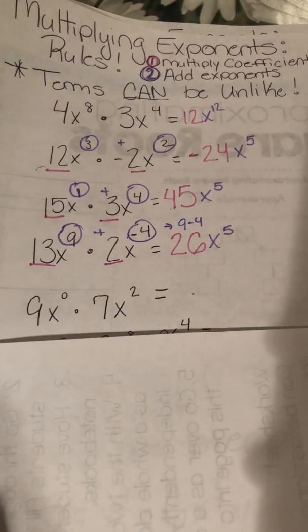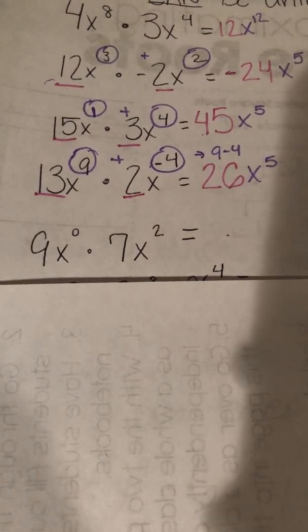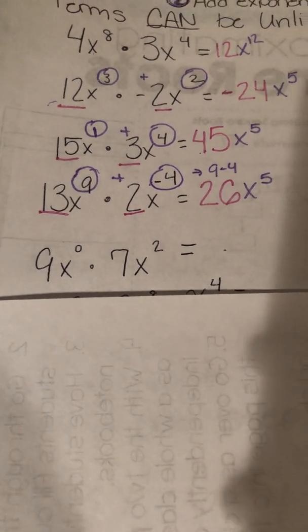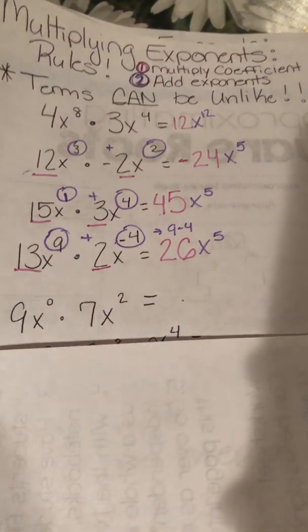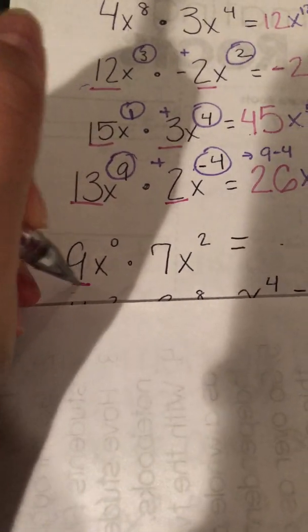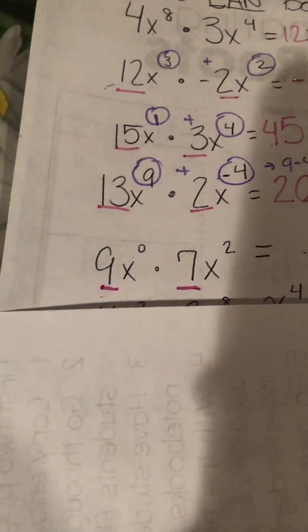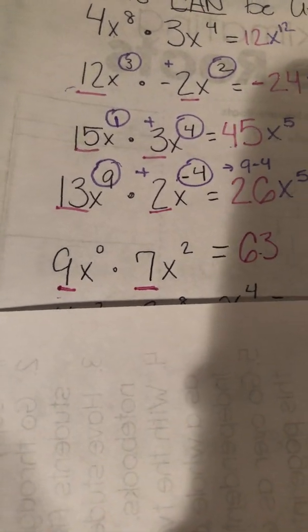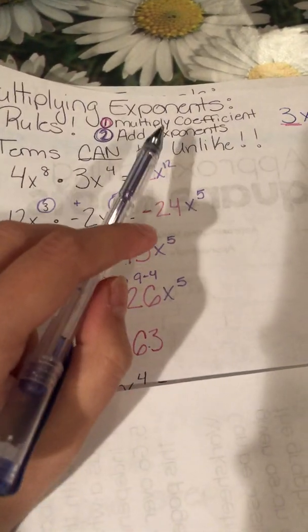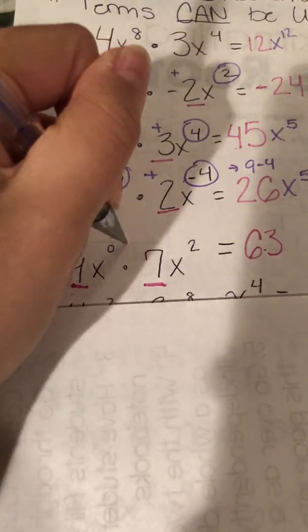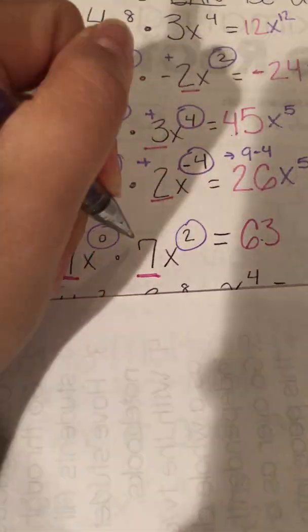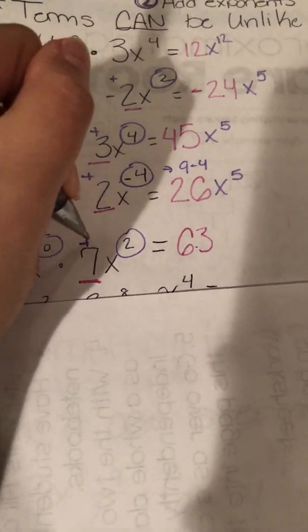All right, and we have 2 more examples after this. So 9x to the 0 times 7x squared. Our first step is to multiply the coefficients. 9 is in front of x, that's why it's a coefficient, and 7 is in front of x, so that's why it's a coefficient. 9 times 7 is 63. My second step is to add the exponents. I have 0 and I have 2. 0 plus 2 is 2, so x squared.